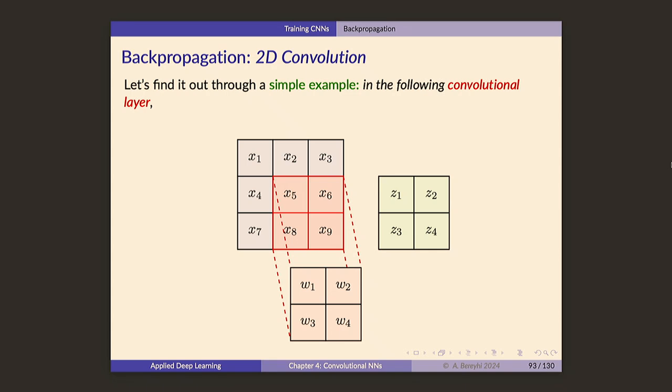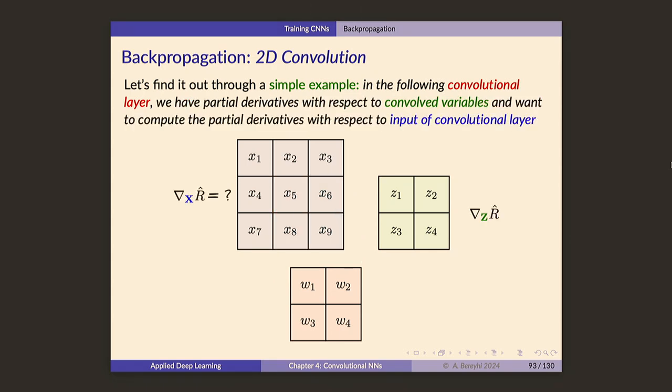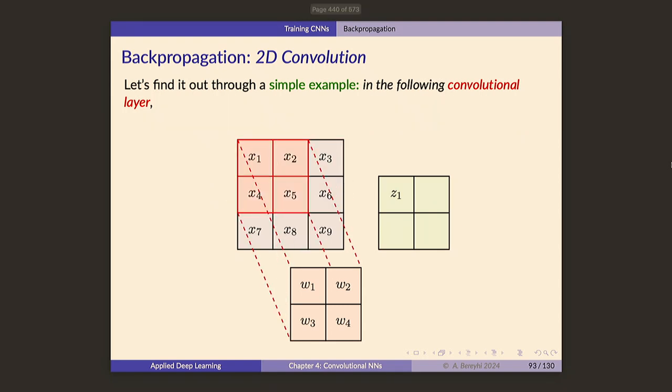Now, what I do have right now is the gradient of r hat with respect to z. So I have this guy, correct? And of course I do have my weight map. The thing that I want to compute is the gradient with respect to the input map, correct? Now, how can I do it? I should write down chain rule, correct? So let's just write down chain rule for the first guy, x1.